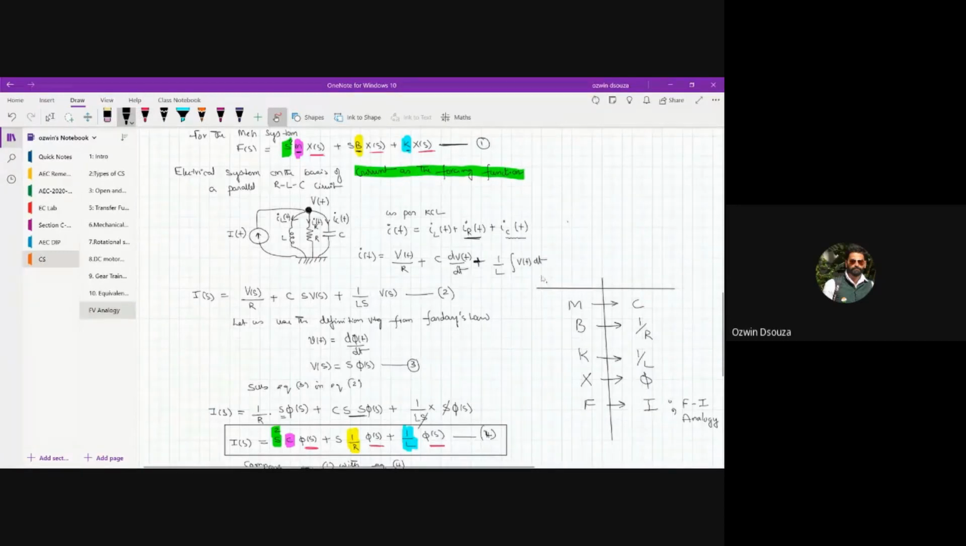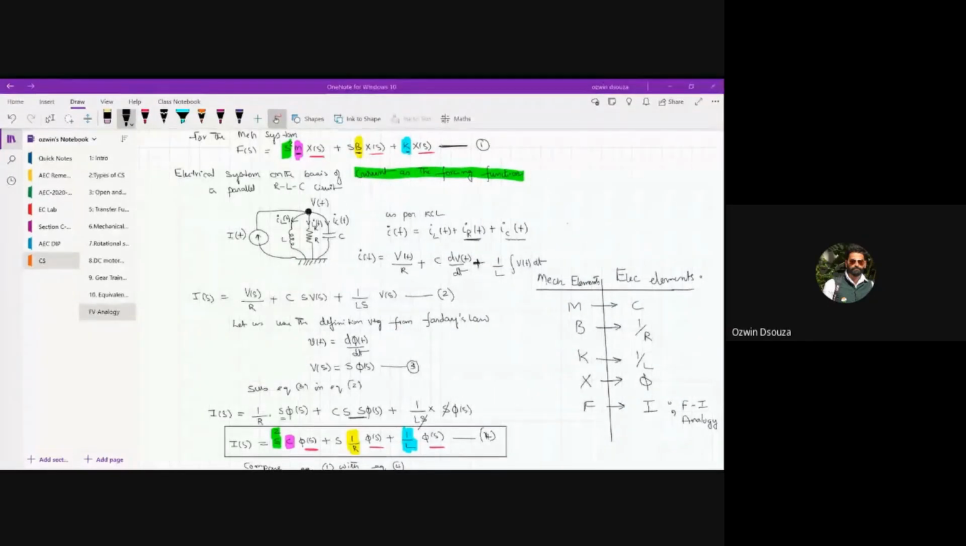So this is your mechanical elements, and this is your electrical elements. And the corresponding analogy is called the F-I analogy. Did you understand this?